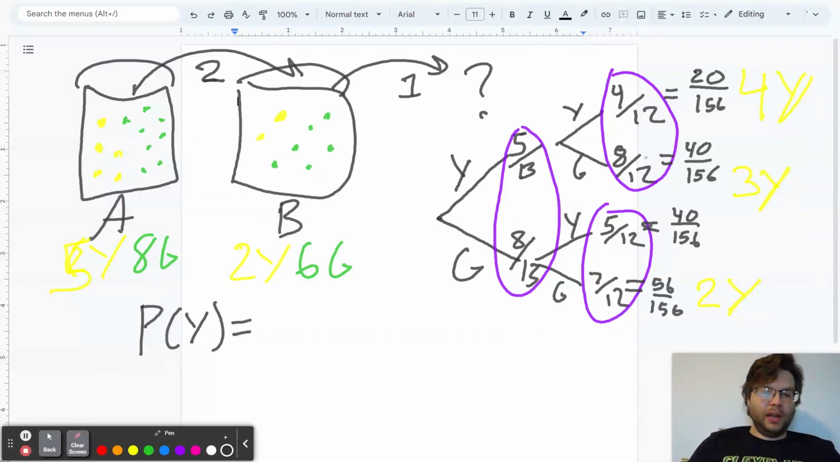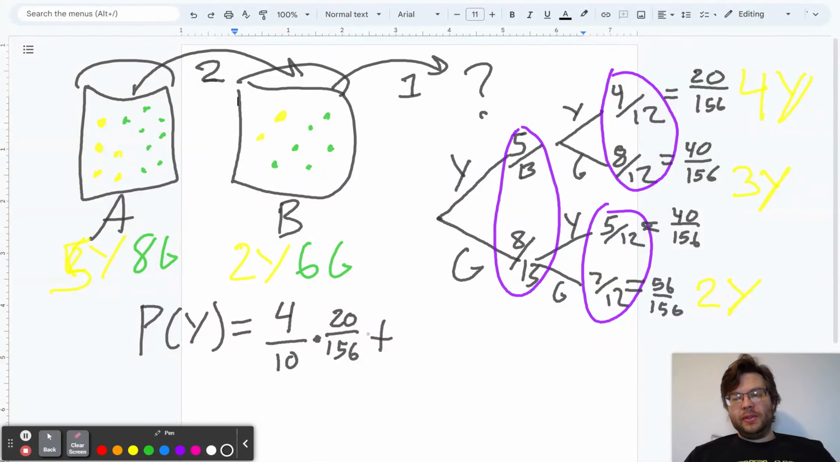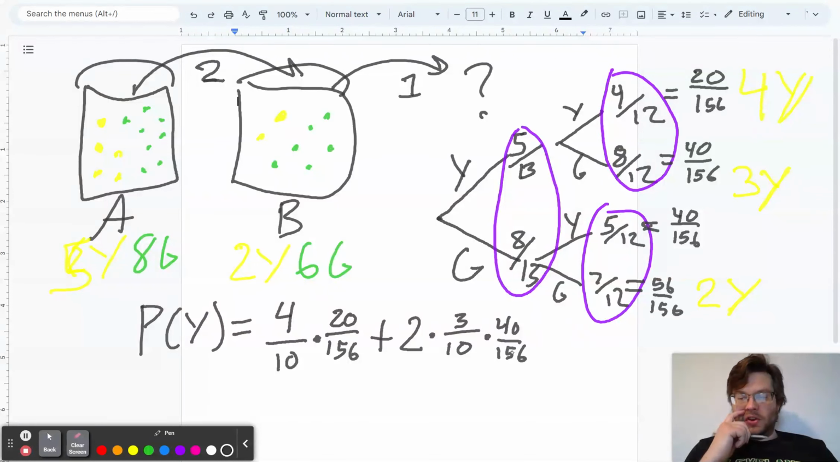So the probability of yellow is, well, there's 4 marbles out of 10 that are yellow in the top scenario. And the top scenario happens 20 out of 156 times. Then there are 2 identical situations. The 2 middle branches both have a 3 out of 10 chance of drawing a yellow because there's 3 yellows out of 10, and each of those has a 40 over 156 chance of occurring.